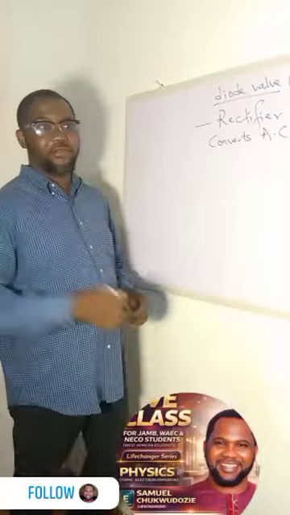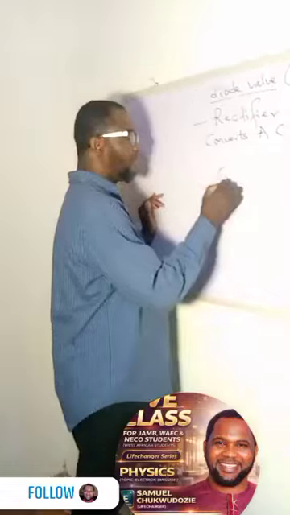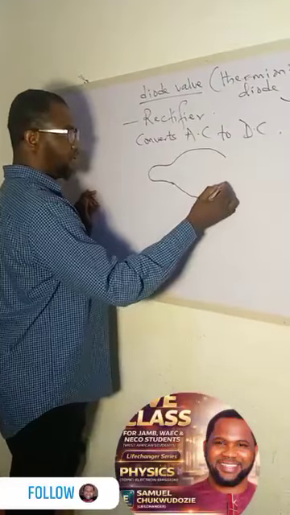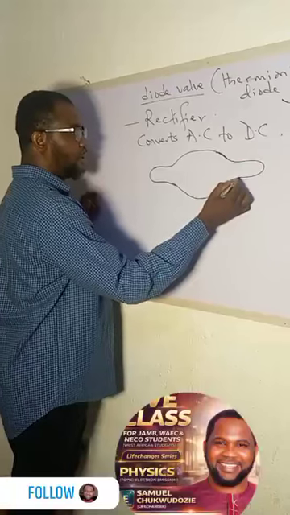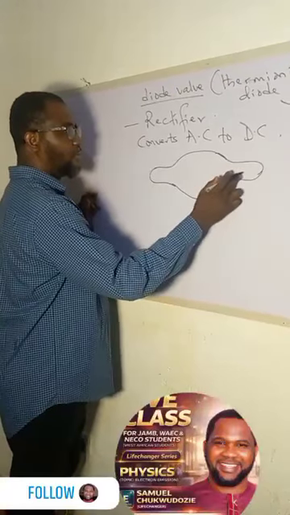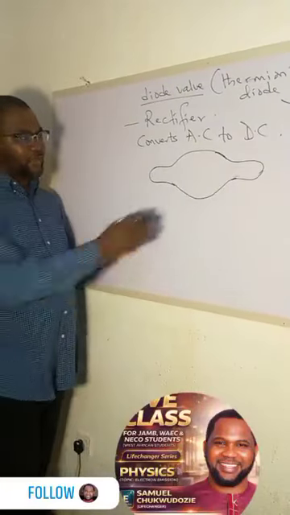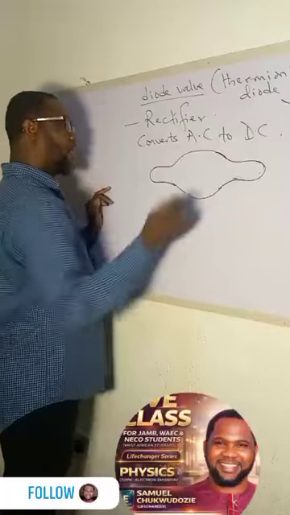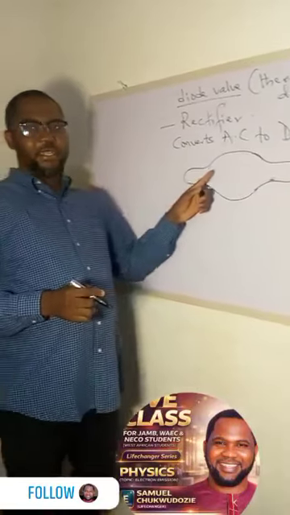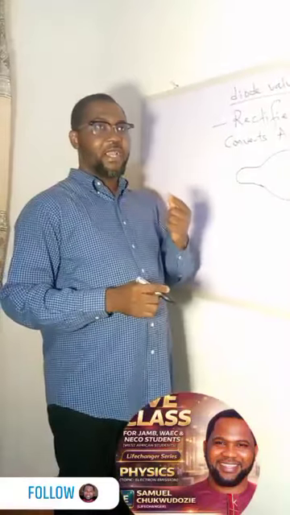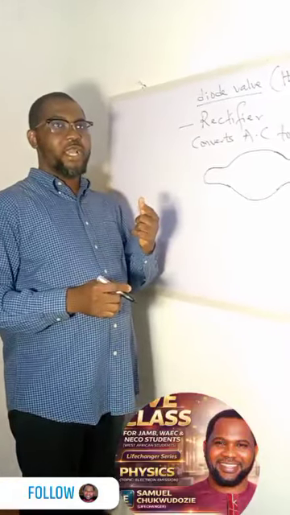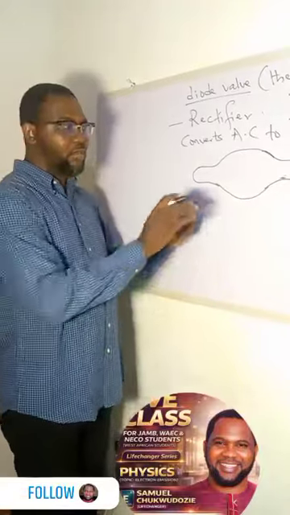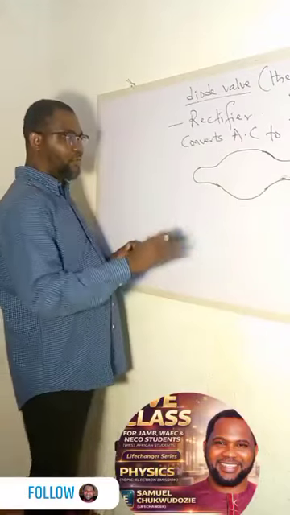So this is what a diode valve looks like. It looks exactly like the discharge tube. The only difference between a diode valve and a discharge tube is that there is no vacuum pump. There's nothing to evacuate air. So it's already fitted. That job has been done.